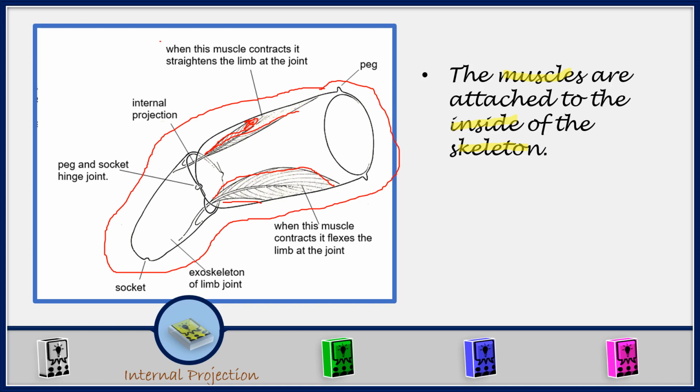And at this point, we have a projection. This is a projection here on which the muscle is attached, and there is another projection here. On this projection also, the muscle is attached. Now let us look here. These muscles, this muscle here and this muscle here, are attaching themselves inside the skeleton of the leg. That's what we are saying.